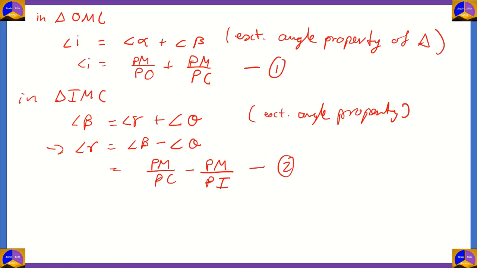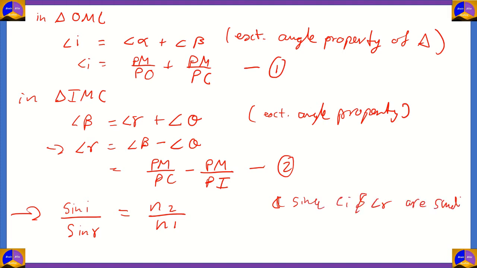Now, one of the most important laws in refraction is Snell's law. It says that the sine of angle of incidence divided by the sine of angle of refraction will be equal to the refractive index. So sine i divided by sine r equals n2 divided by n1. Since angles i and r are small angles, sine i equals i and sine r equals r. So therefore what we get is angle i divided by angle r equals n2 divided by n1.